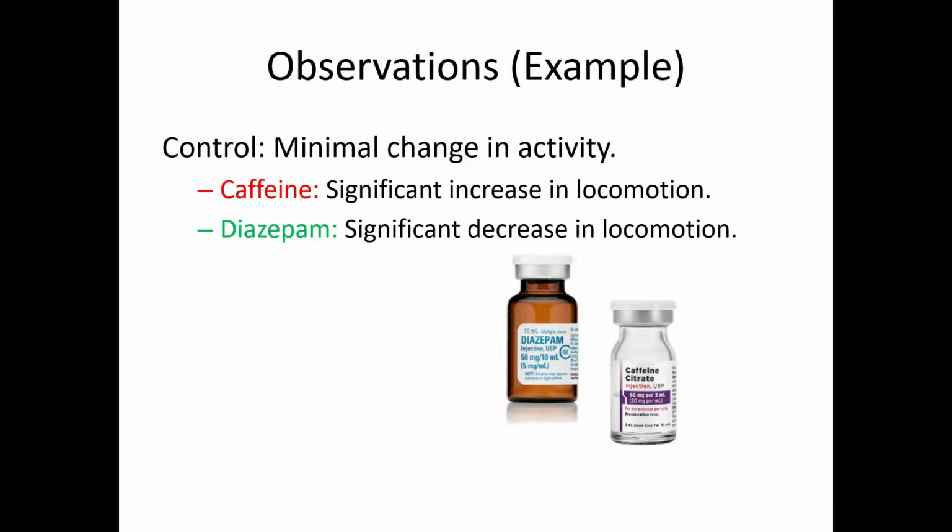In observations, the control shows minimal change in activity, and in the control group you will find a normal reading. Suppose you have given saline to the animals, for 5 minutes it shows 150 activity counts. In caffeine it will show above 200, and in diazepam the activity count will be reduced to around 70 to 80. So this is how you can observe; this type of observation you can find.